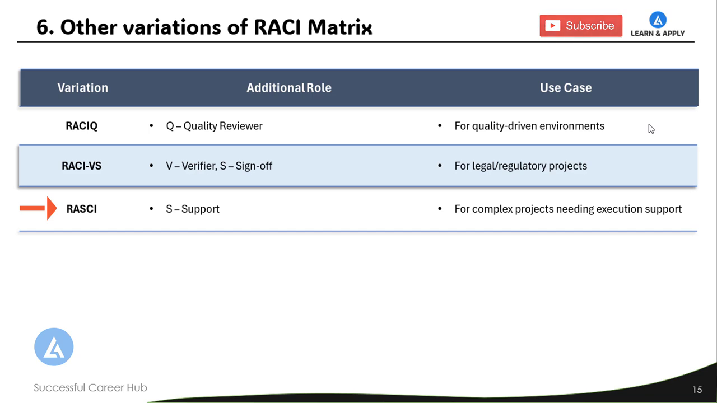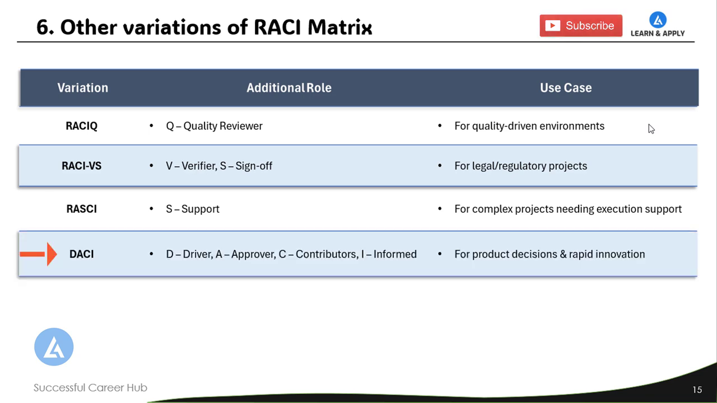And there is one more variation of this RACI matrix, which is DACI, where D stands for driver, A stands for approver, C stands for contributors, and I stands for informed. This format of the RACI matrix is used for product decisions and rapid innovation.